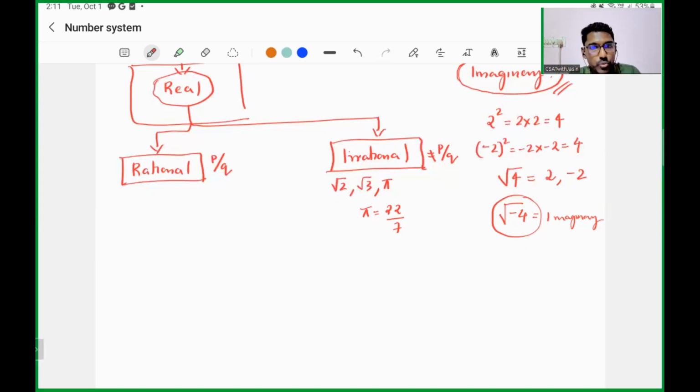So root 2, root 3, all these numbers, you can make them into a form like this. An approximate form you can give, but it is not the exact value. So that is why root 2, root 3, pi and all are irrational numbers. You cannot write them in p by q form. Remember that. Now, irrational numbers also UPSC will not ask. Our focus should be on the rational numbers.